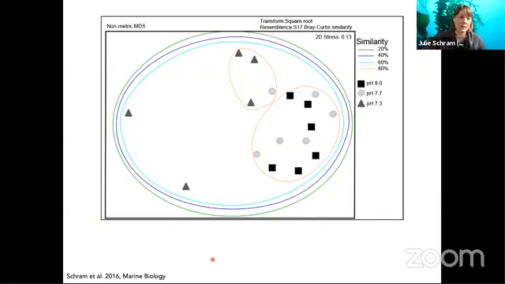This is an NMDS plot, so points that are closer together are more similar to each other than points that are further apart. These black boxes represent all of the species that I identified in the pH 8.0 treatment. That's our control, and then 7.7 is the near future, and then 7.3 is our far future. Each of these dots represents the grazer assemblage, the species diversity that I identified in each of the mesocosms at the end of a 30-day experiment.